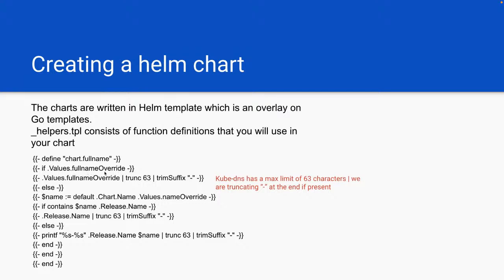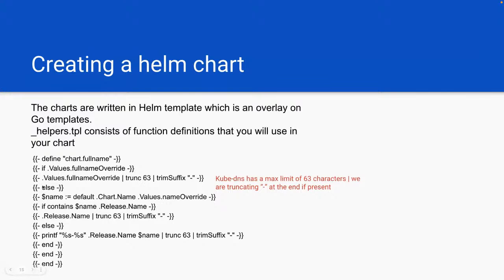What I have done is: if values.fullname.override exists, then use values.fullname override, truncated to 63 characters. The reason for that is kubedns has a maximum of 63 characters. This especially makes a difference when we are trying to create ingresses. Anything more than 63 characters will just fail. And the last character of your respective name cannot be a hyphen, so you have to trim any suffix hyphen which is pending after trimming it down to 63 characters.